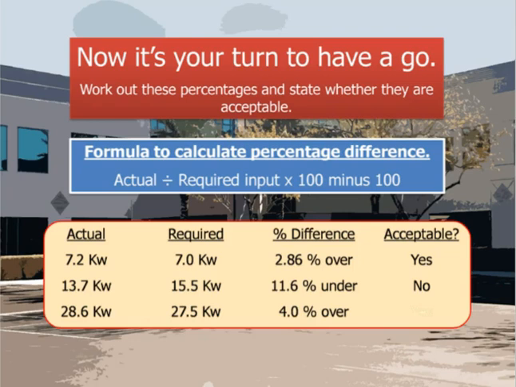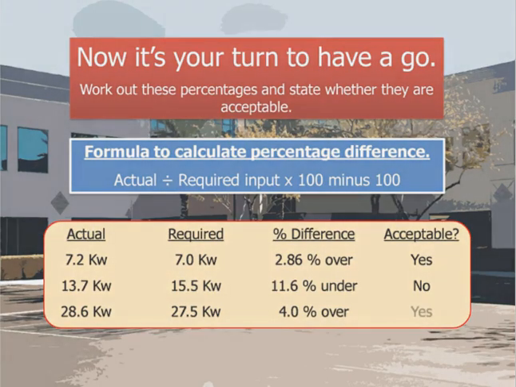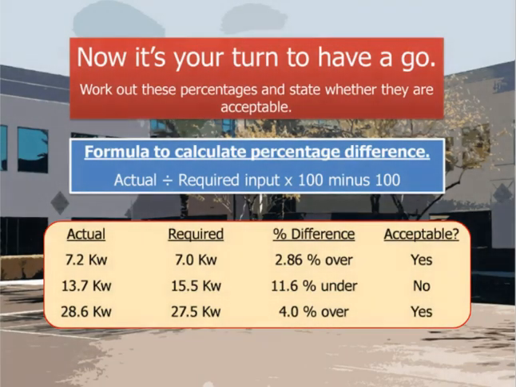On this last example, we can see that we're 4% over. And that is within the acceptable limits.